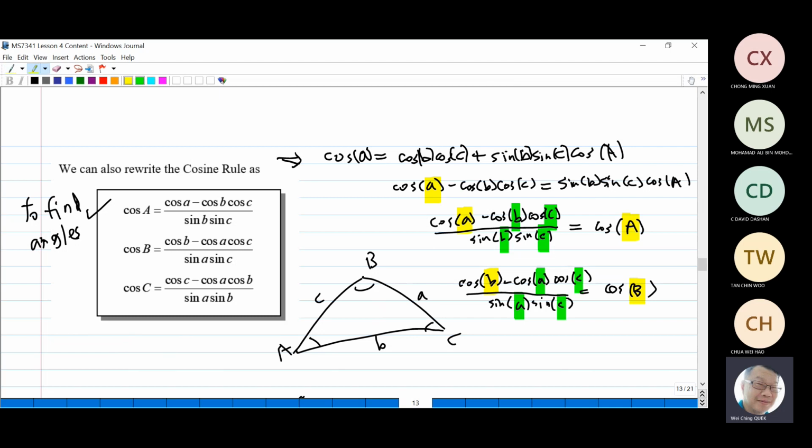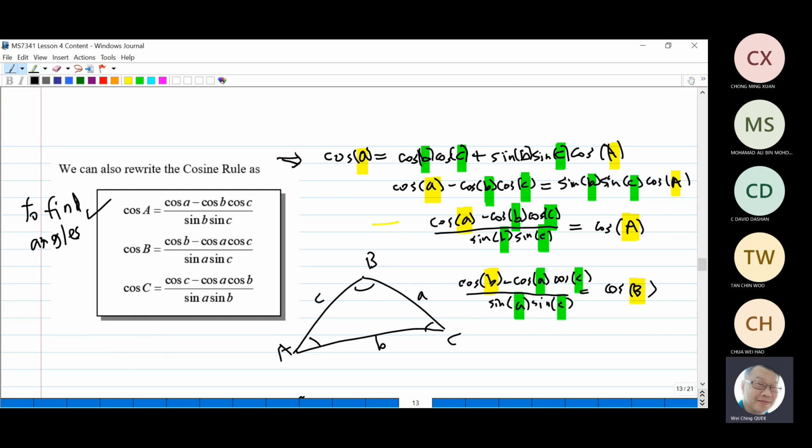Usually people memorize this one: cosine A, then next to cosine A you have B and C, so cosine B cosine C, and sine B sine C cosine A. Afterwards, you subtract cosine B cosine C, so you get equal to sine B sine C cosine A. You want to make cosine A the subject, so divide both sides by sine B sine C. You can do this for cosine A.